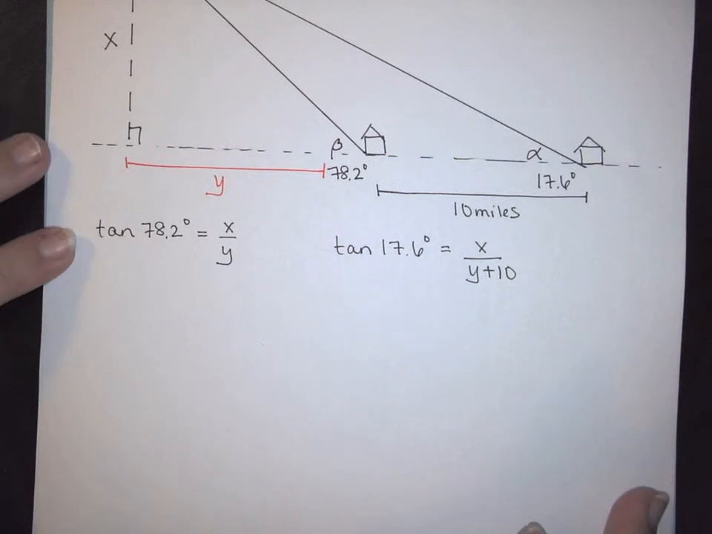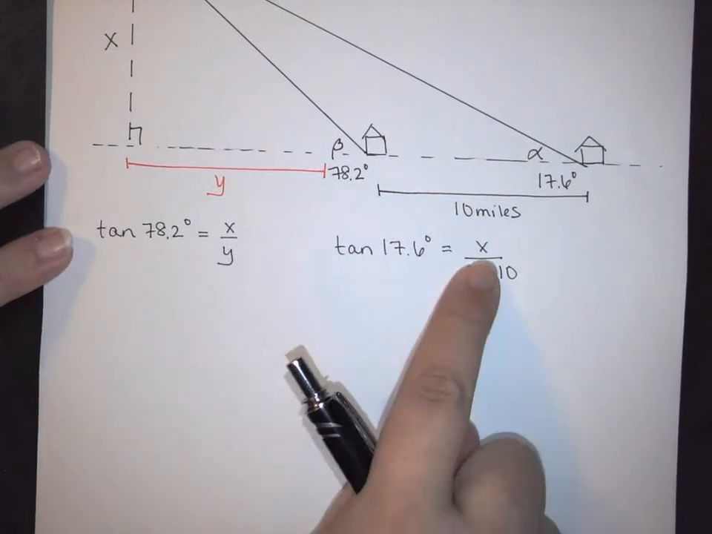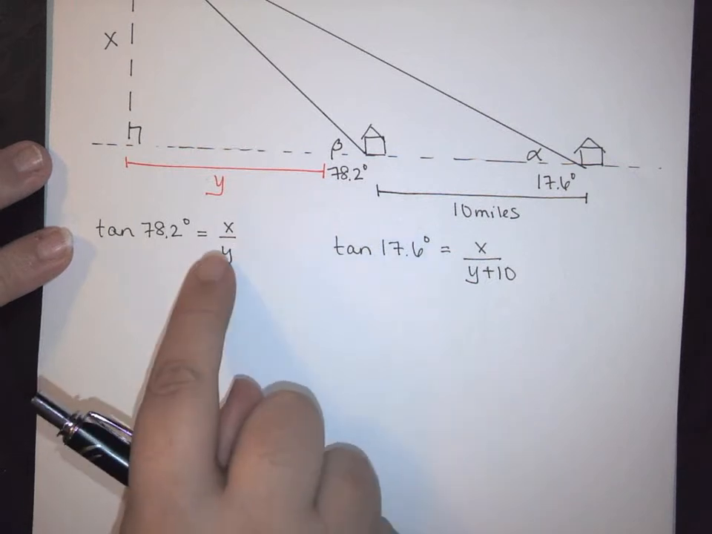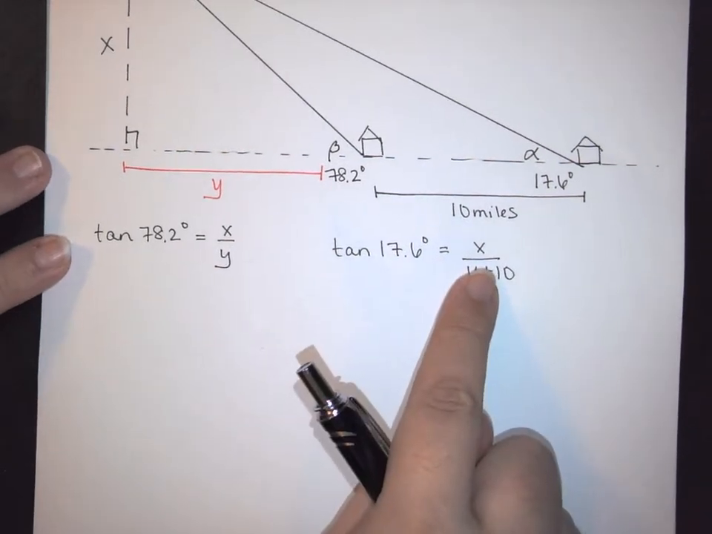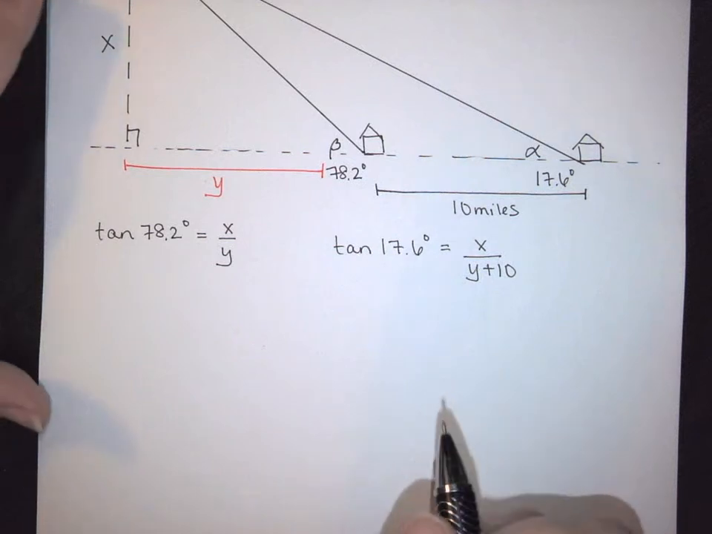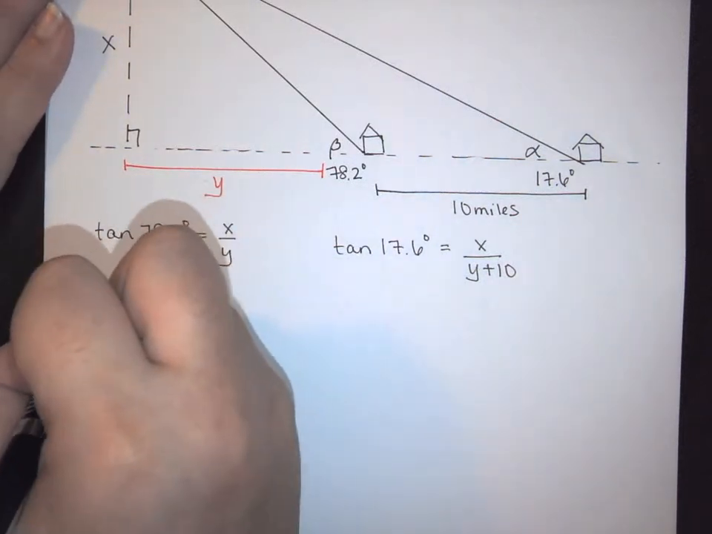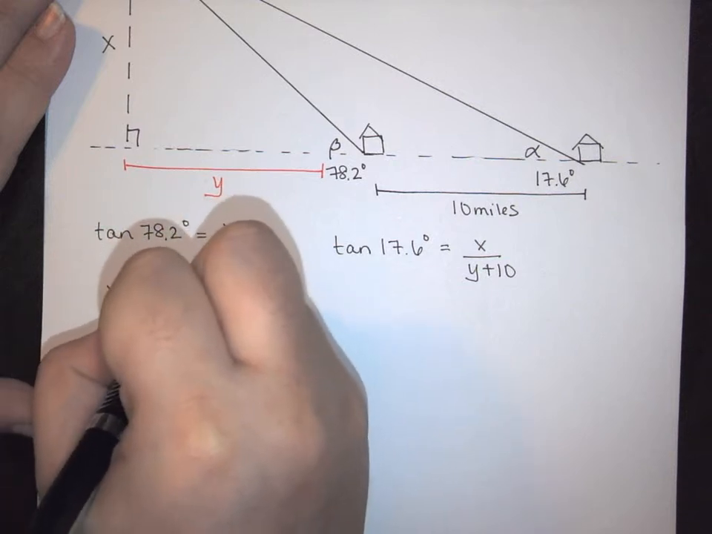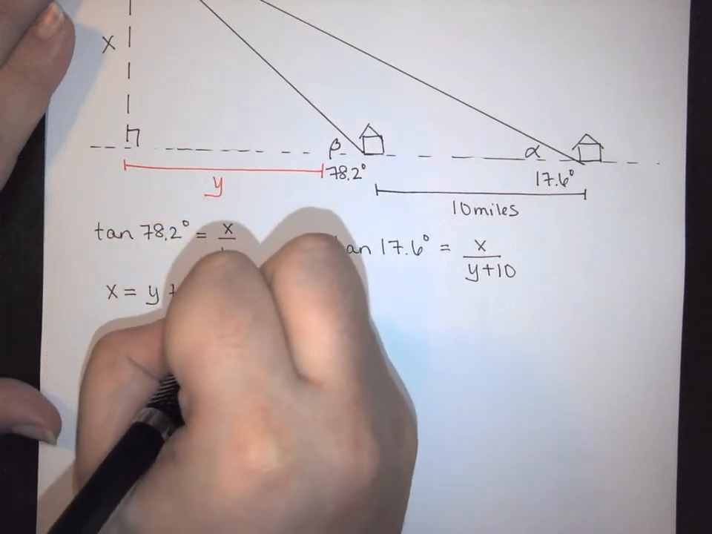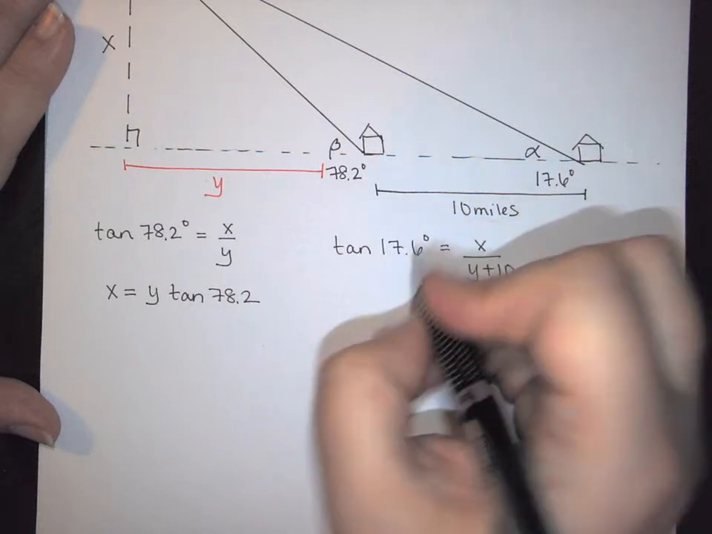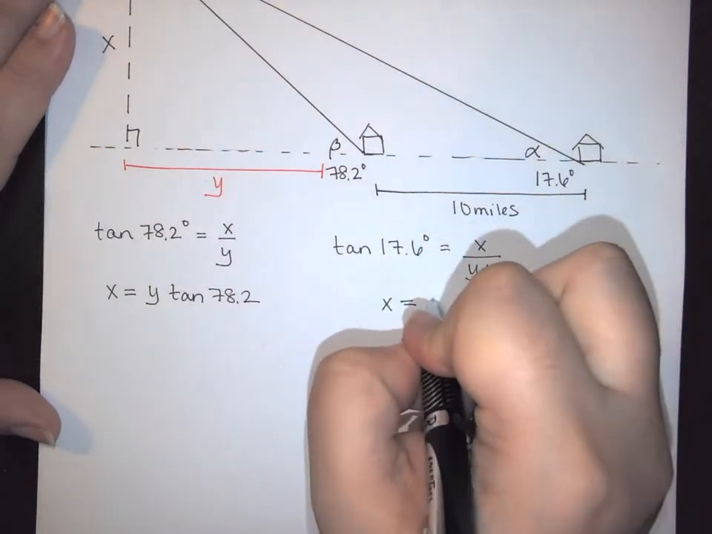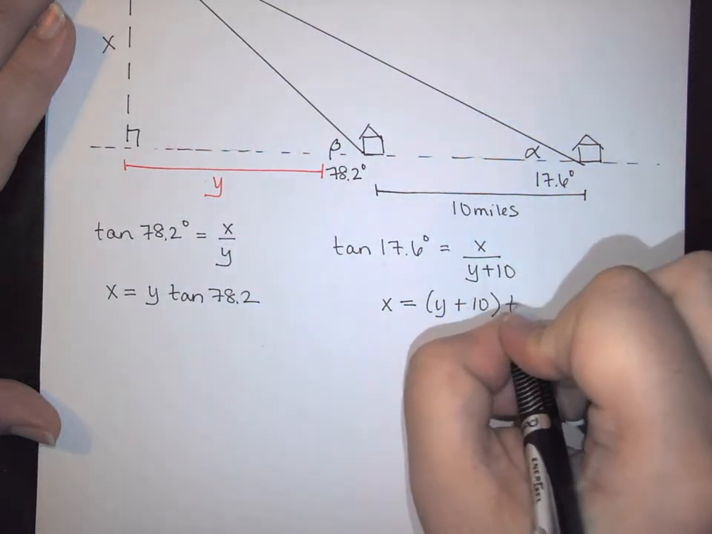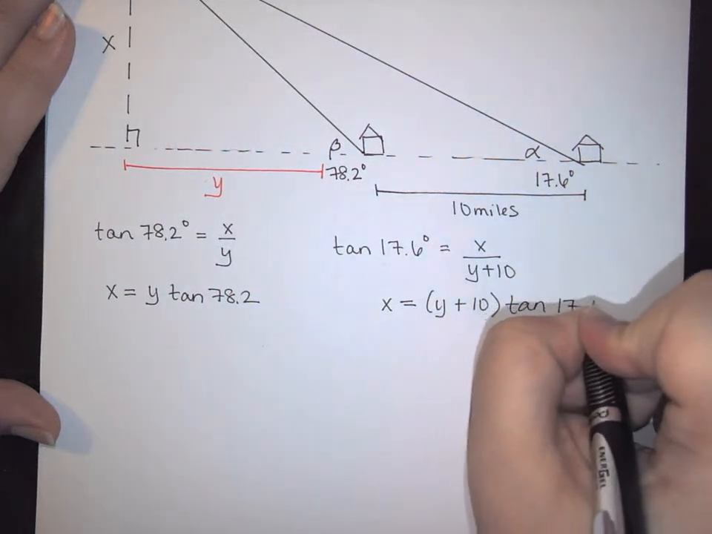Now if I look at these two equations, notice both of them have the same variables, X and Y. So I could solve both of these for an identical variable. And in this case, I'm going to solve for X. So in this first one, I end up getting that X is equal to Y tangent of 78.2. And on the other side, I end up getting that X is equal to Y plus 10 tangent of 17.6 degrees.